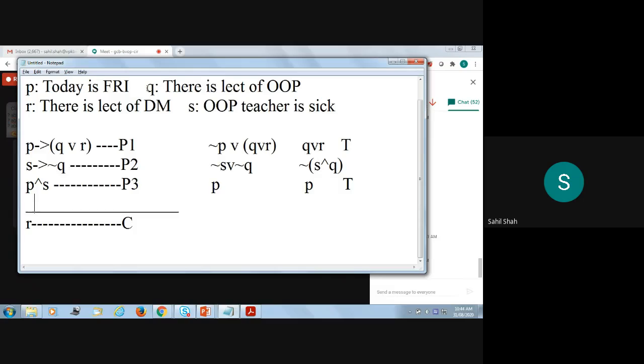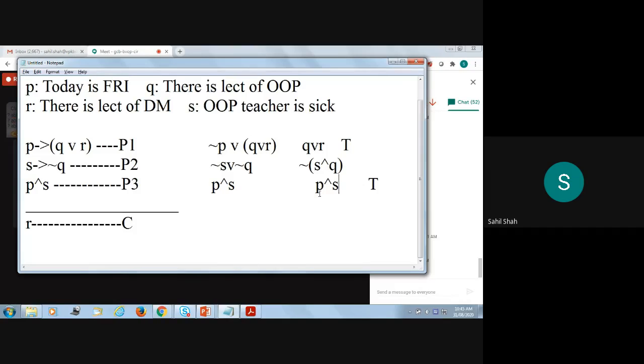Whether my Q is false? Q will be false if we are keeping this P and S as it is. I come to know that today is Friday as well as the OOP teacher is sick. In order to have P and S as true, I need P to be true as well as S to be true. Let us not simplify this. It is creating confusion to you. Let us keep this P and S as it is.